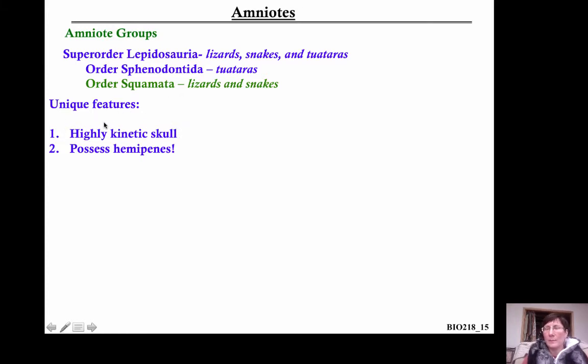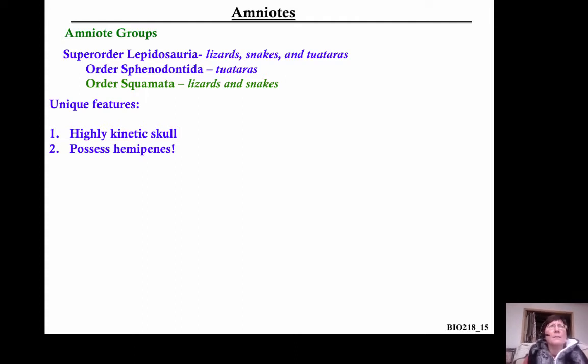So maybe you're aware, most people know that snakes can manipulate their skulls in such a way that they can consume food items that are much larger than their heads. But lizards also have some ability to do that as well and to move some of their cranial elements somewhat. Probably not as well as snakes can, but they can move it somewhat. They also both possess hemipenes.